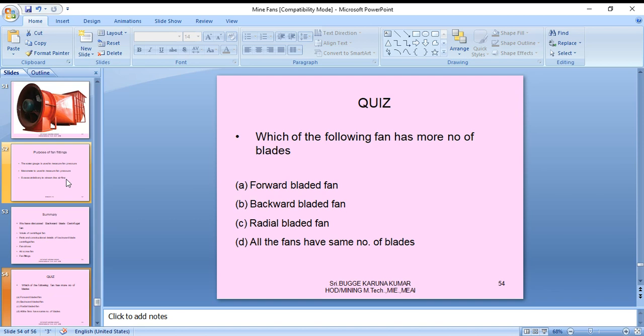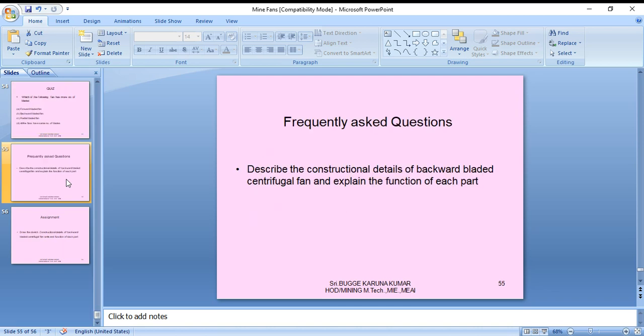Please note down once again. Which of the following fans has the greater number of blades? Forward bladed fan, backward bladed fan, radial bladed fan, all the fans have the same number of blades. So it is a logical question. Such types of questions you have to expect in the examination so that you can answer any type, being thorough in these things. And coming to the examination point, you have seen this type of questions generally coming for academic purposes.